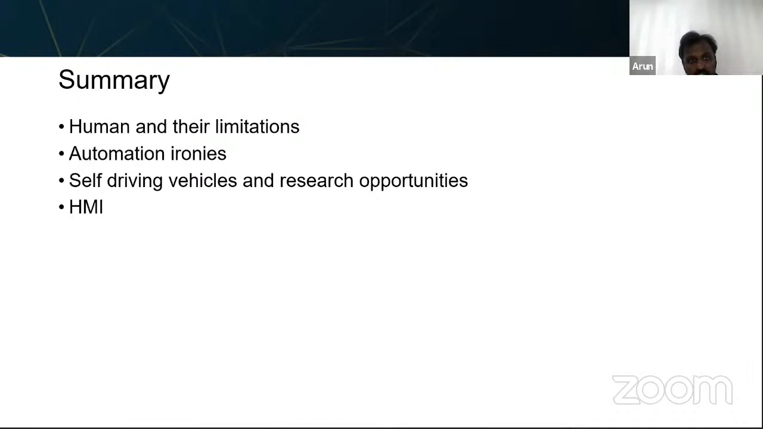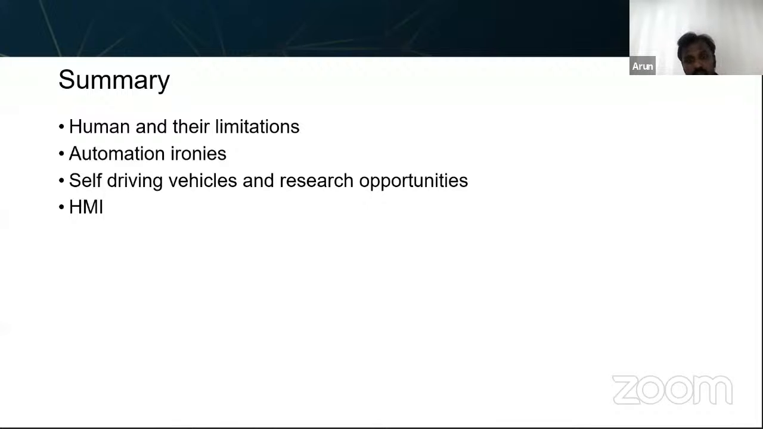I also talked about the automation ironies, where you see how people misuse system features, and what we expect users to do in these vehicles versus what, in reality, they are actually doing. We also talked a bit about self-driving vehicles, especially their evolution and the research opportunities.